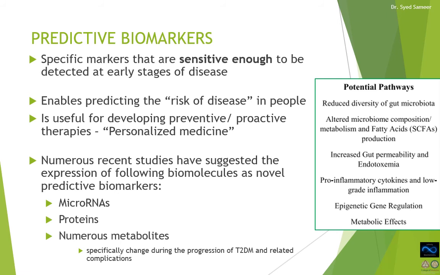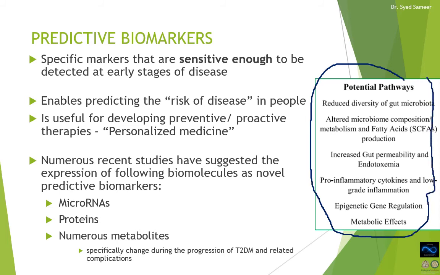Numerous recent studies have given us different kinds of biomarkers in terms of their expression within the human body. Some of the novel biomarkers used as predictive biomarkers are microRNAs, proteins, and numerous metabolites, which are specific to the pathology of type 2 diabetes mellitus or its related complications. You can see on the right hand side of the slide the potential pathways which can serve as biomarkers for the prediction of the disease.